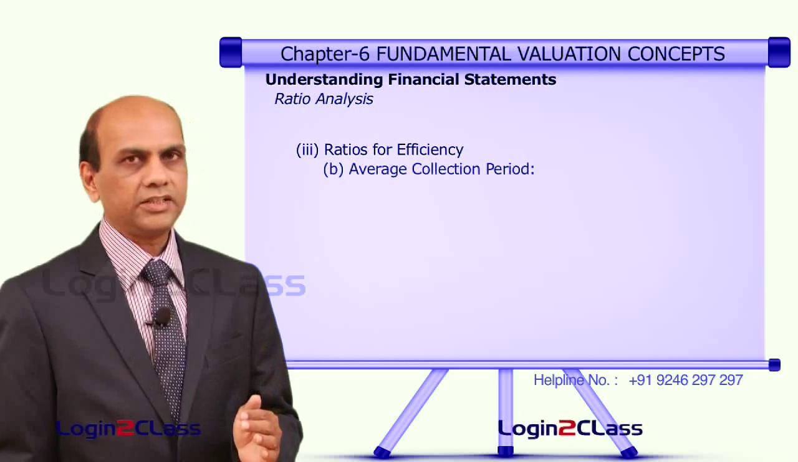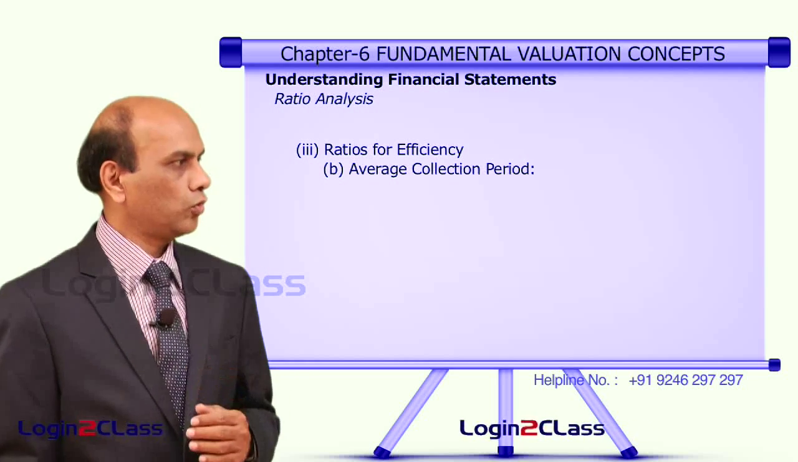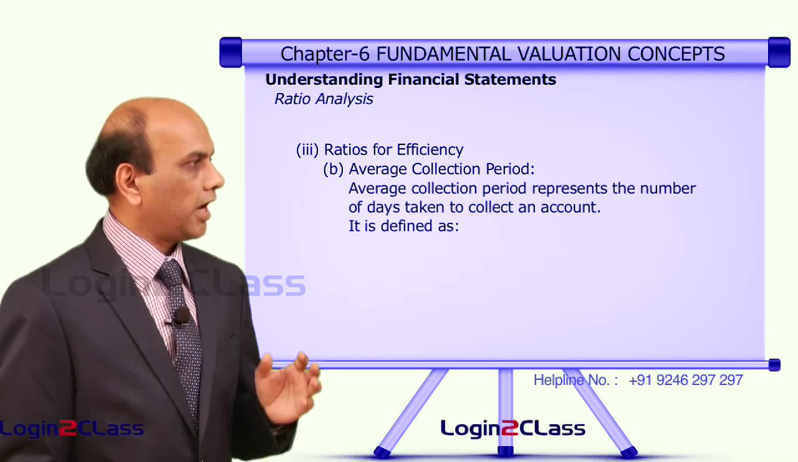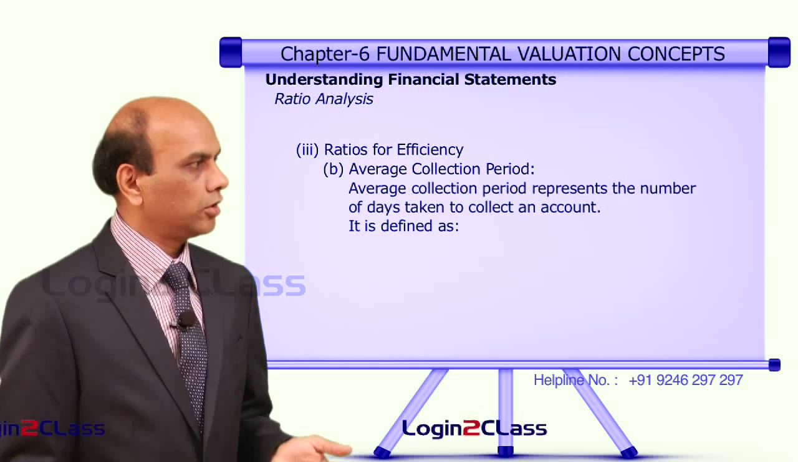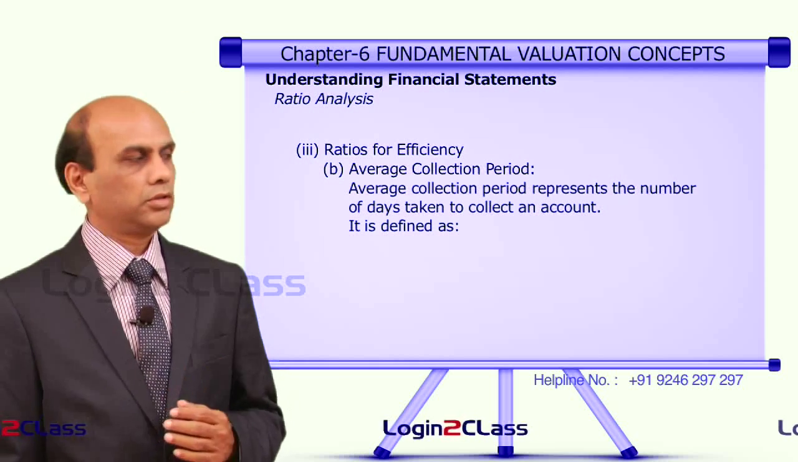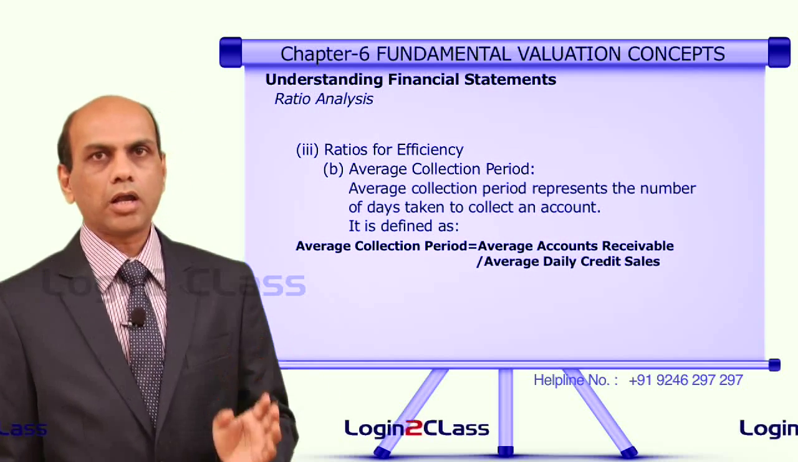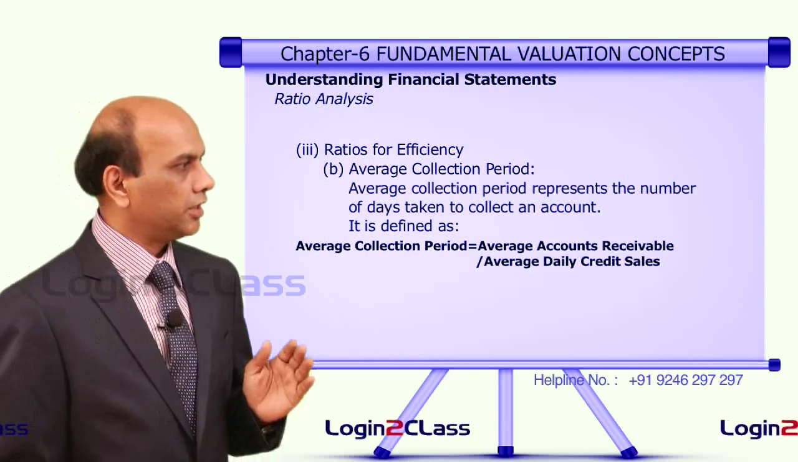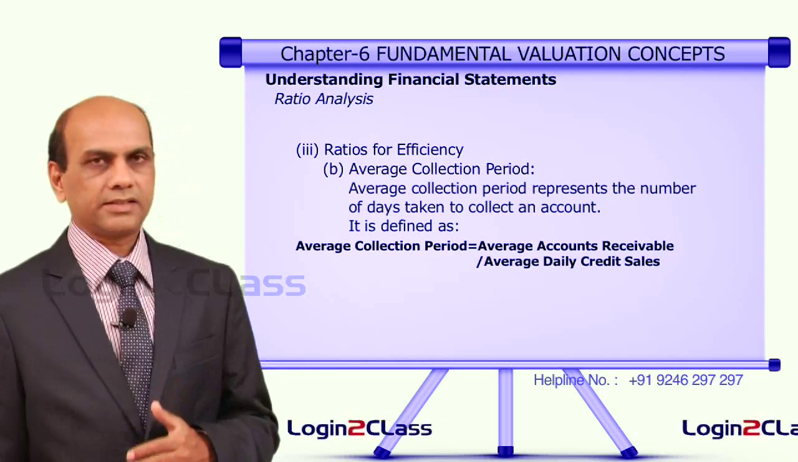Coming to average collection period, the second ratio in this particular category. Average collection period represents number of days taken to collect an account. It is defined as average collection period is equal to average accounts receivable divided by average daily credit sales.